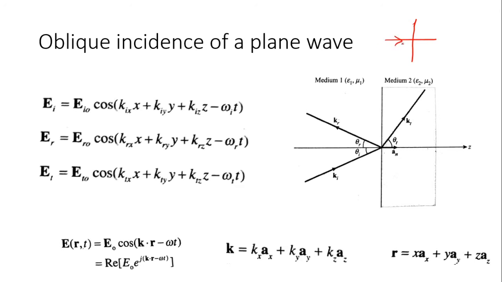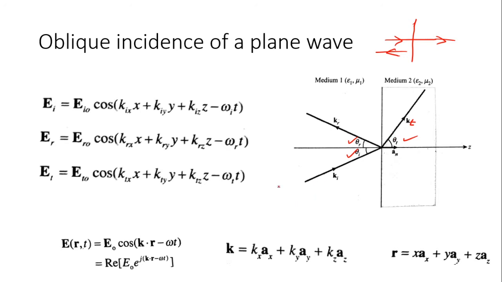It's like this: the incident ray, transmitted ray, and reflected ray in this direction. But here there are different angles that we are considering: theta I, the angle of incidence; theta R, the angle of reflection; and theta T, the angle by which it is transmitted. Ki is the propagation vector corresponding to the incident wave, Kr the propagation vector corresponding to the reflected wave, and Kt the propagation vector corresponding to the transmitted wave. It is Ki, Kr, and Kt. Theta I, theta R, and theta T.